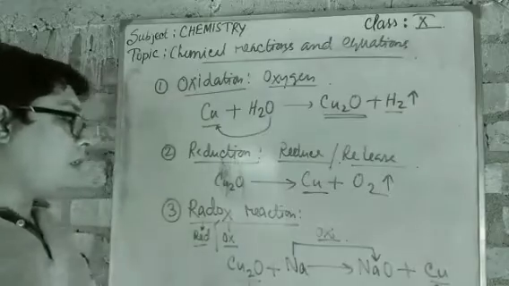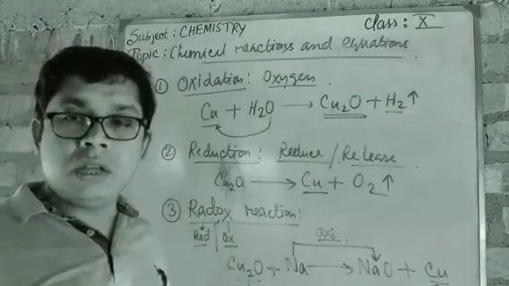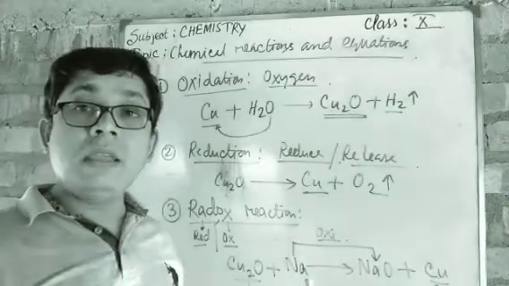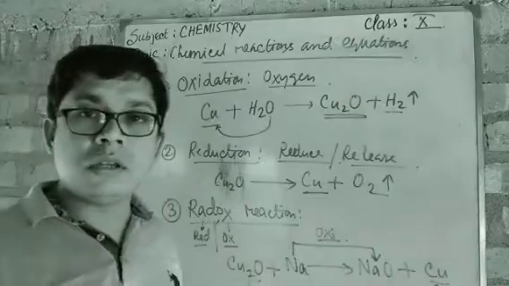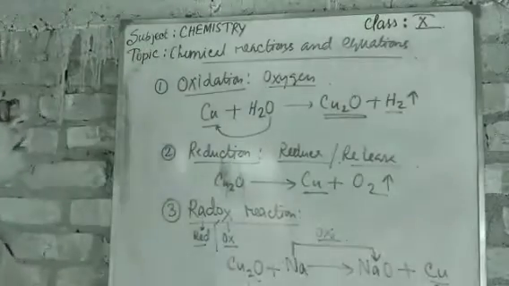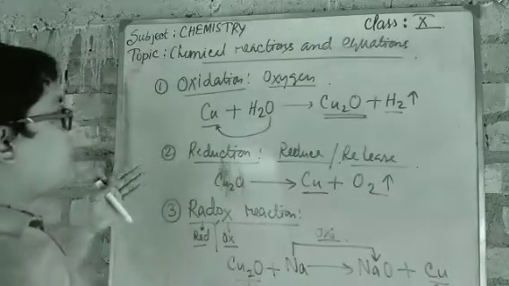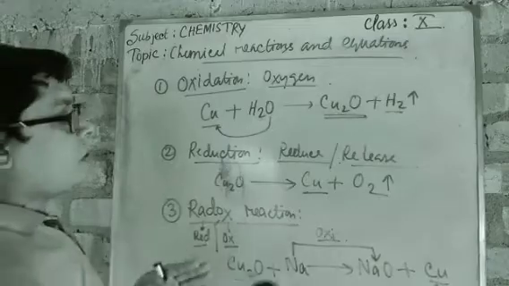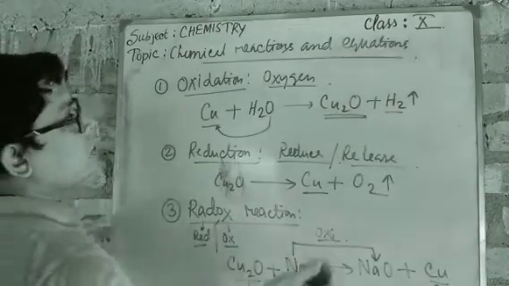So it means the reaction process where oxidation and reduction both can be seen at a time. Those reactions are known as redox reactions. Understand? Okay. So let's go for our next topic. It is very easy. Oxidation means gaining oxygen. Reduction means release of oxygen. Redox means releasing and accepting of oxygen at a time.